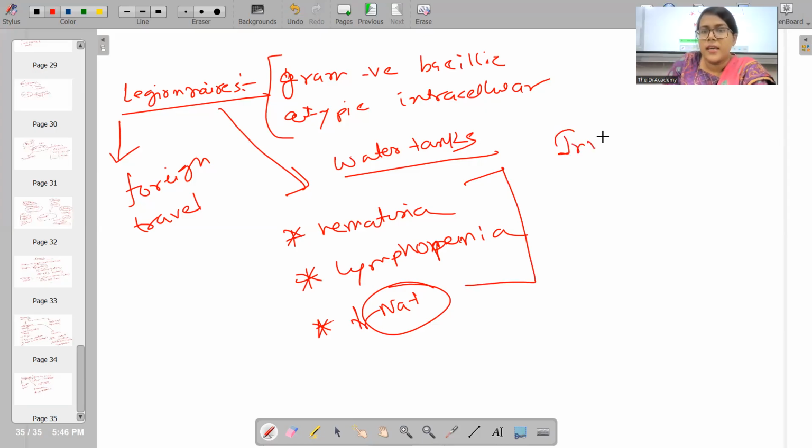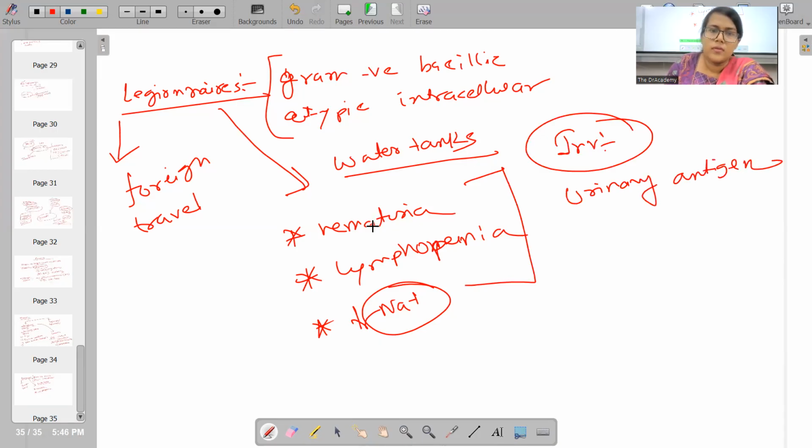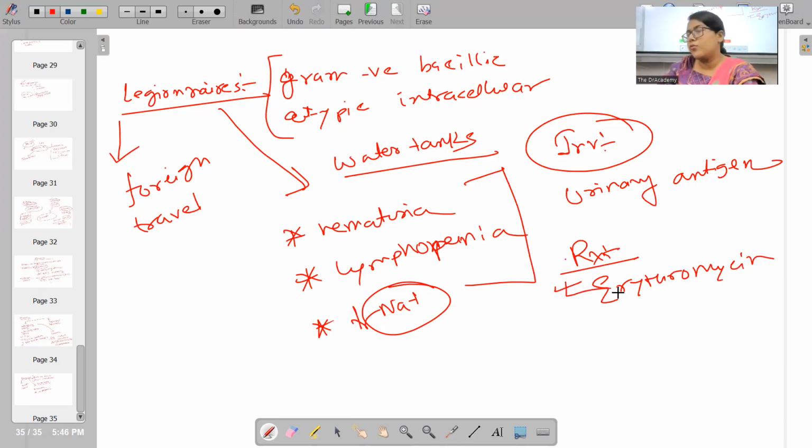And here the confirmatory investigation is urinary antigen. All right, and treatment is the same as Mycoplasma, that is erythromycin. If intolerant, you can go for doxycycline, but erythromycin is the first line.